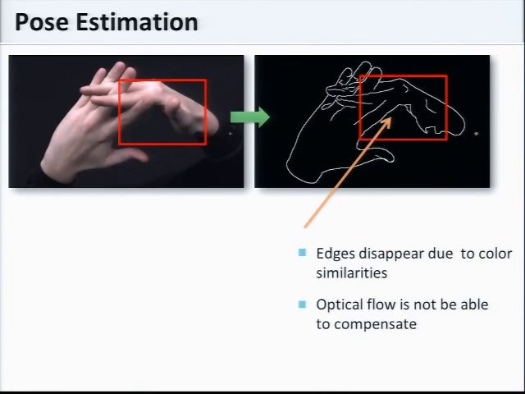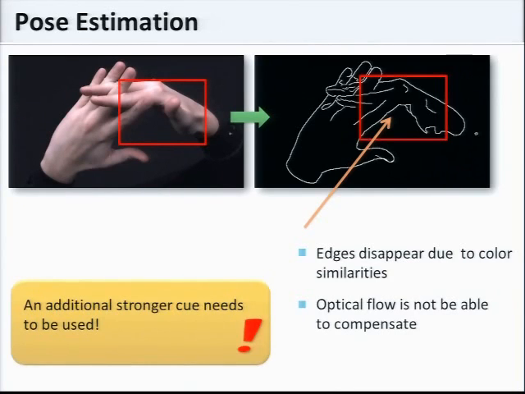Multiple cameras. Okay. And optical flow was not able to compensate if this lasts for multiple frames, because optical flow is sensitive to drift. So if this lasts for multiple frames, it's no longer reliable.